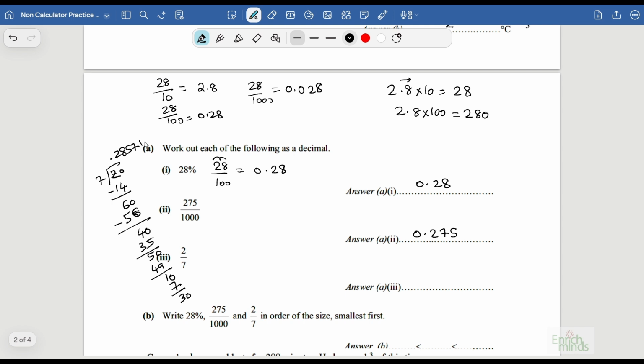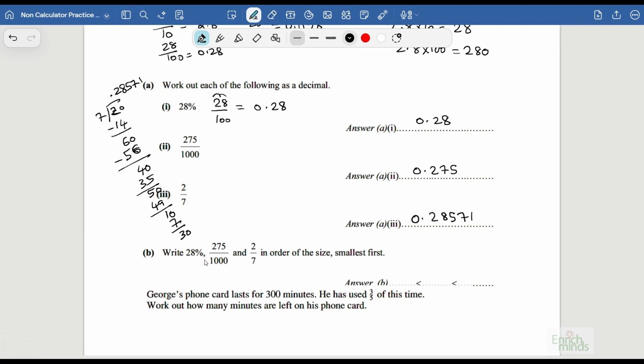After a few digits, the pattern will repeat here. So it's a recurring decimal, so we can stop here. It did not ask us to write to any specific decimal value, so I can write this as 0.28571.